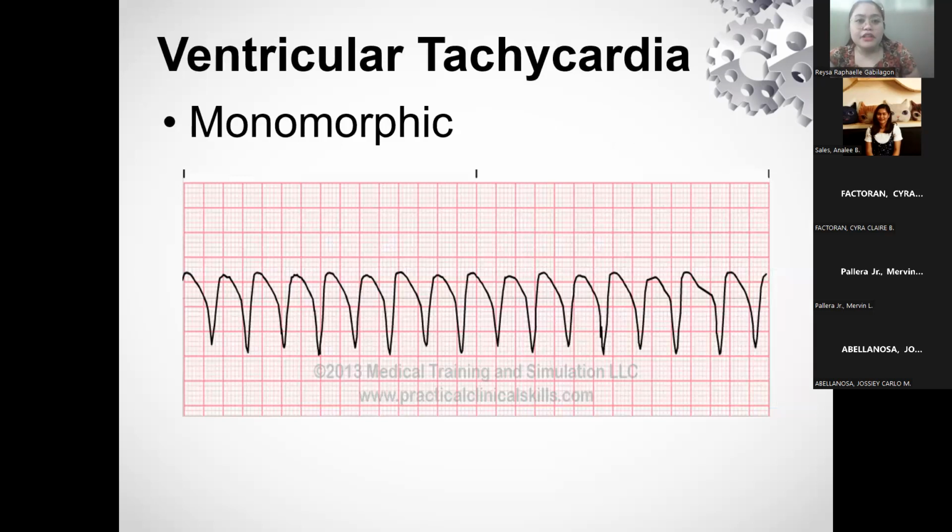Okay? Now, ito naman yung sa ventricular. Ito na yung sa ventricles talaga. Ventricular tachycardia. And meron tayong two types of ventricular tachycardia. Monomorphic, because all the waves look the same. And you cannot identify the P waves, the QRS, and the T waves anymore. Pero magkakapareha sila ng mukha.